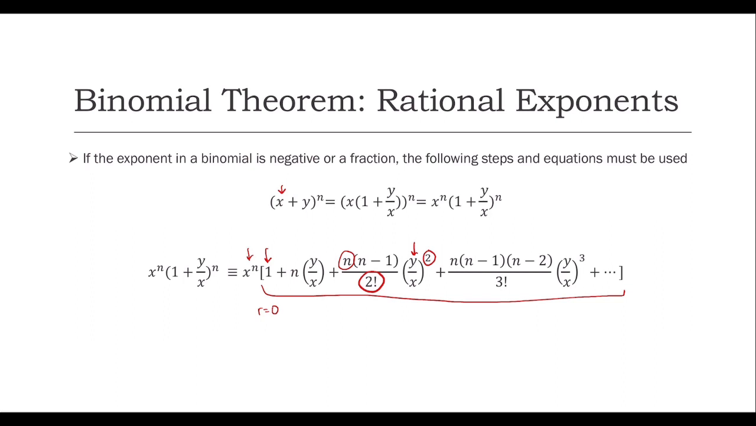So for example, if your r value was 8, so if we were looking for the 9th term, because r starts with 0, your r equals 8 term would be n times (n minus 1) times (n minus 2) times (n minus 3), all the way until (n minus 7) over 8 factorial times (y over x) to the 8th. So that's how you would create each of your terms.